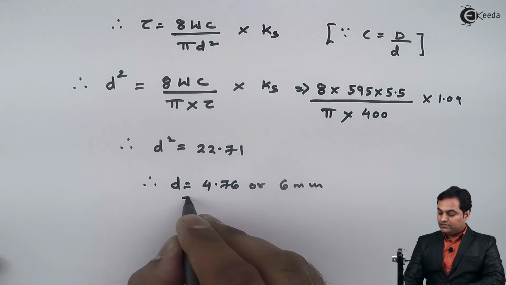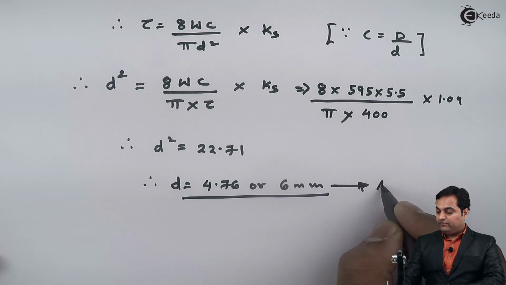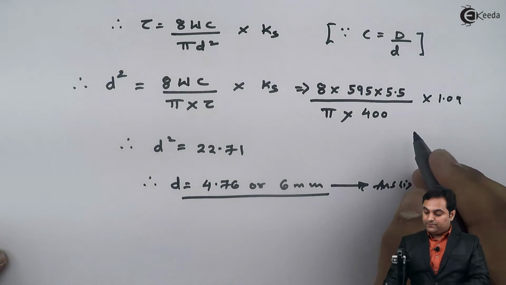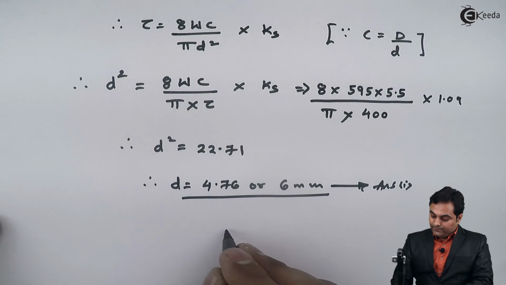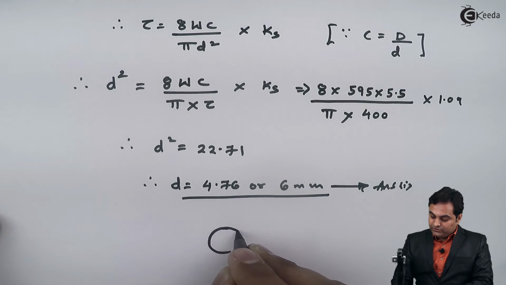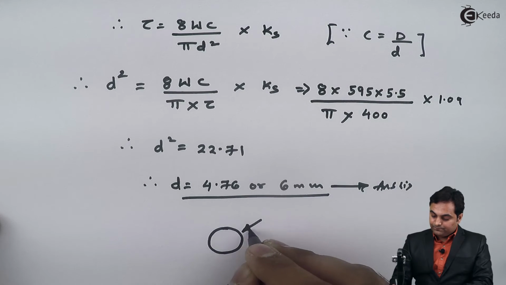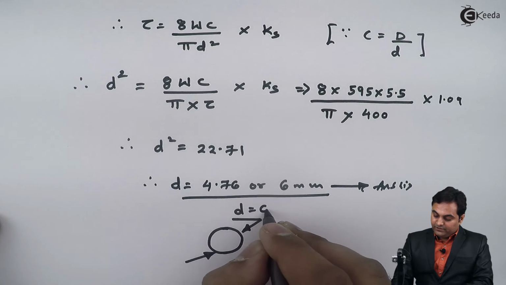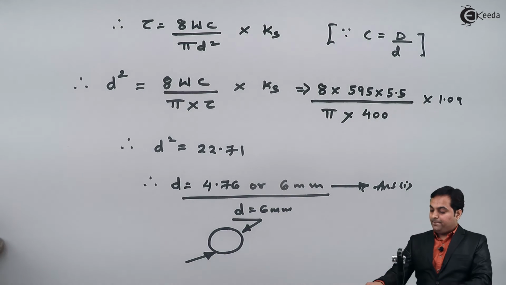So here this is the first answer. We have calculated how much should be the diameter of wire used for this spring. So here we will use a wire having diameter D is equal to 6 mm.